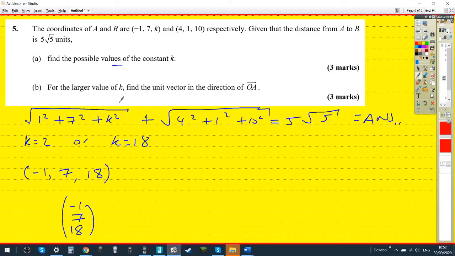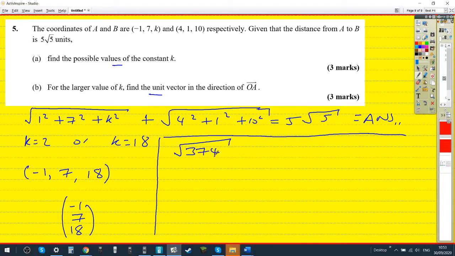For the larger value of k, so k is 18, find the unit vector. Do I need to then do -1 squared plus 7 squared plus 18 squared? No, that's the magnitude. A unit vector is when it's... Oh, I forget. Yeah, sorry, you do have to do Pythagoras, I think. And I got root 374. Okay, and what do you do with that?